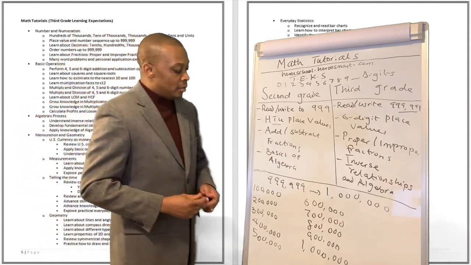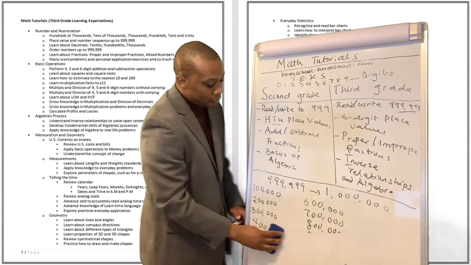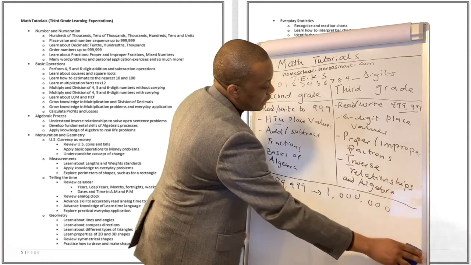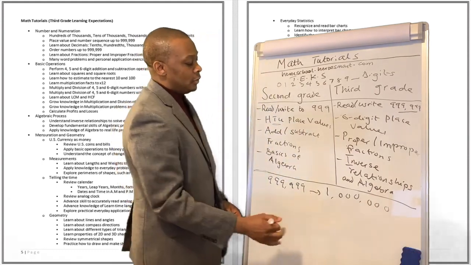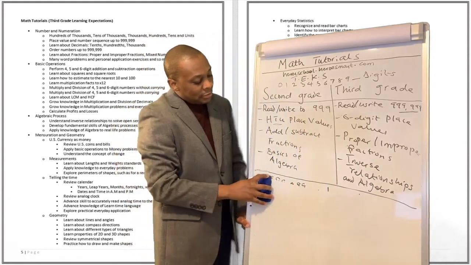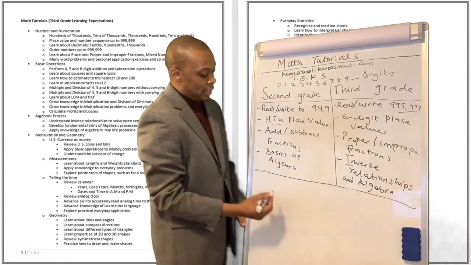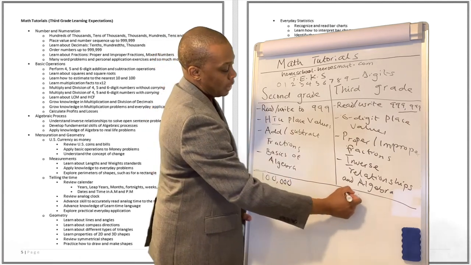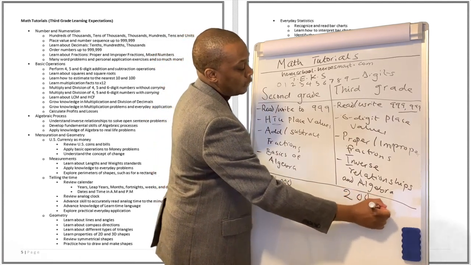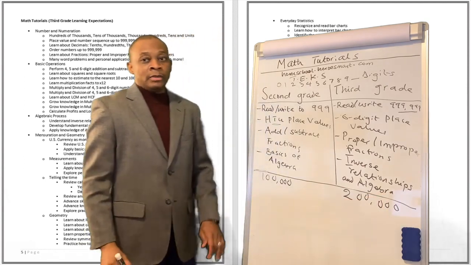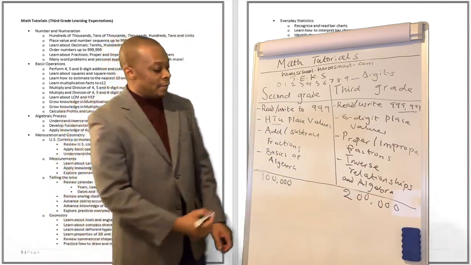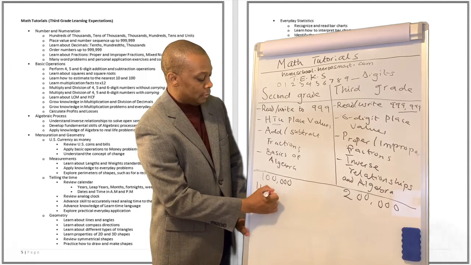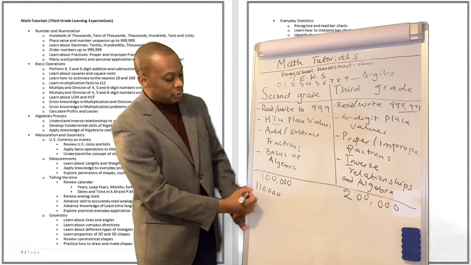Then you want to help them to count by 10,000s. So you're going to say, okay, we're going to count by 10,000s right now, from 100,000 to 200,000. So you can say 100,000. We're going to count to 200,000, and we're going to count by 10,000s. Well, how do we do that? We're going to say this is 110,000. You're going to say 120,000.